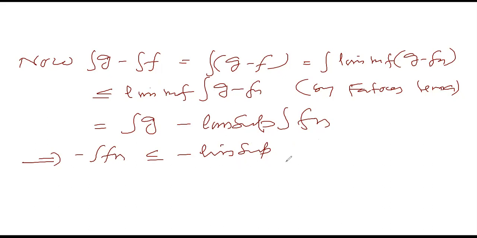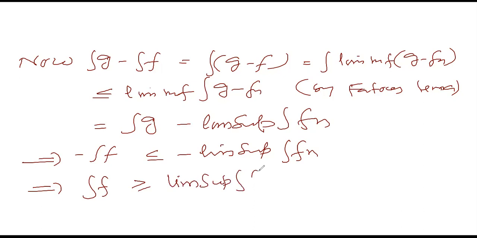It's limit superior of minus times integral of fn, and this implies integral of f. It's integral of f here, not fn on this side. This is your integral of f. Okay, integral of f is now greater or equal to limit superior of integral of fn. So name it 1.